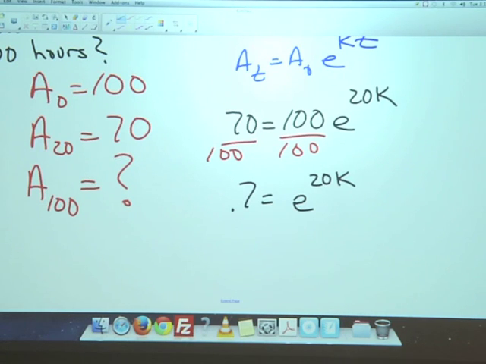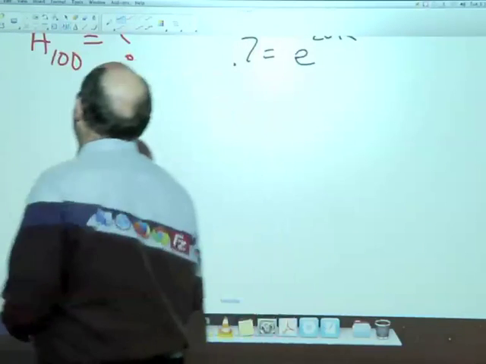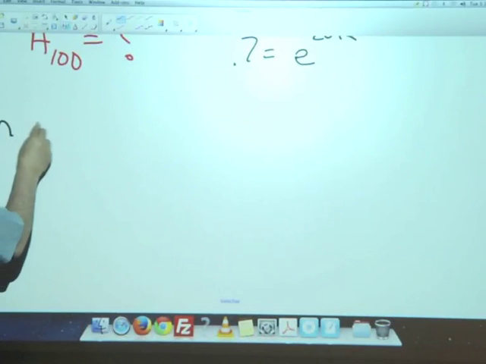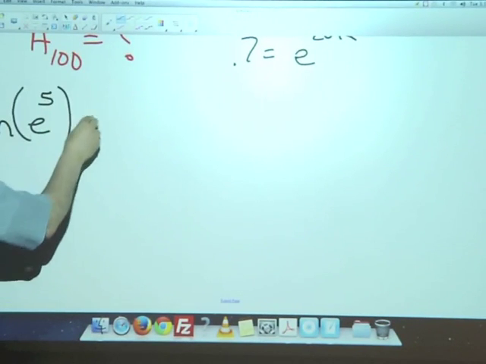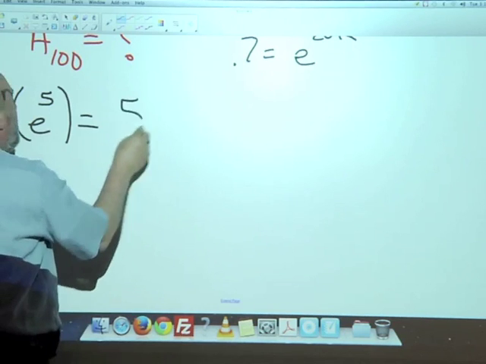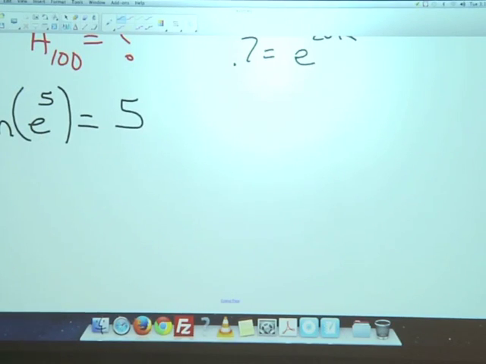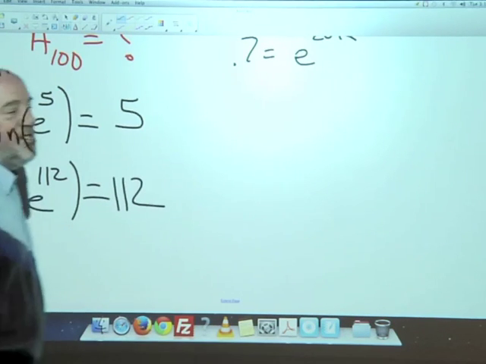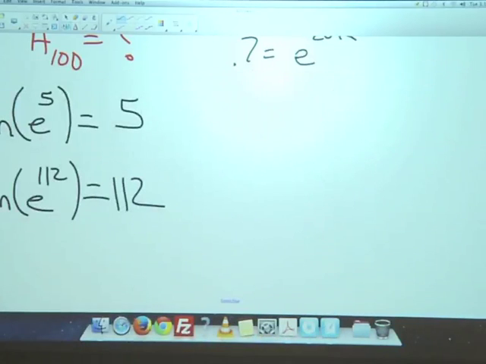Alright, so on the calculator, try this. What is the natural log of e to the fifth? Five. If you do the natural log of e to the fifth, you will get 5. If I ask you what is the natural log of e to the 112, the answer will be 112. Natural log and e are inverses of each other, which means basically they cancel each other out.